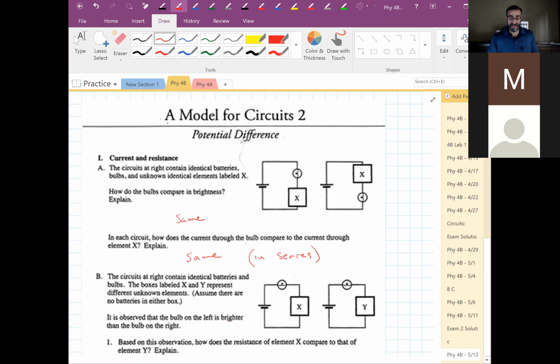So if the current is the same in both of these, then the battery doesn't care what order they're in, right? It sees a certain total resistance and it flows current appropriately. So if the current's the same in both and the battery doesn't care what order they're in, then they have to be the same. Both of these have to be the same. We okay with that?